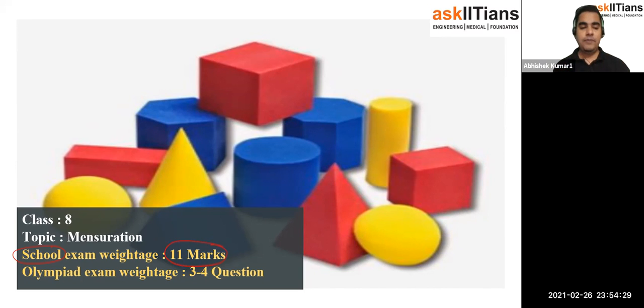In the Olympiad examination, this is one of the important chapters, and you can expect around 3 to 4 questions from it. Why is this chapter important? Because you are going to study mensuration in ninth also, and in 10th also. So it's very important for you to be attentive while we discuss this chapter, and ask me wherever you feel you haven't understood anything while I explain.